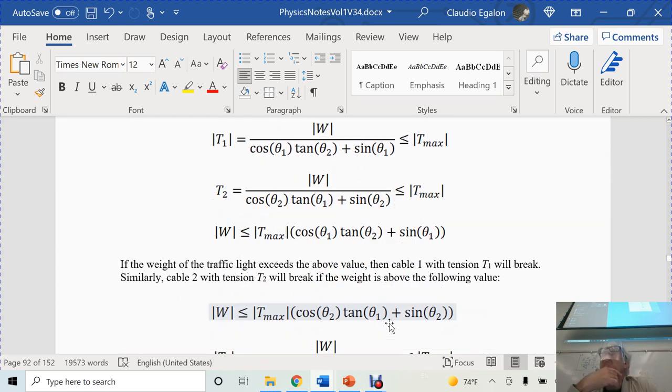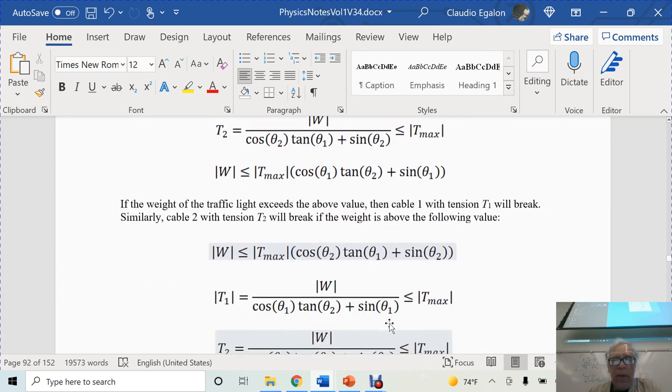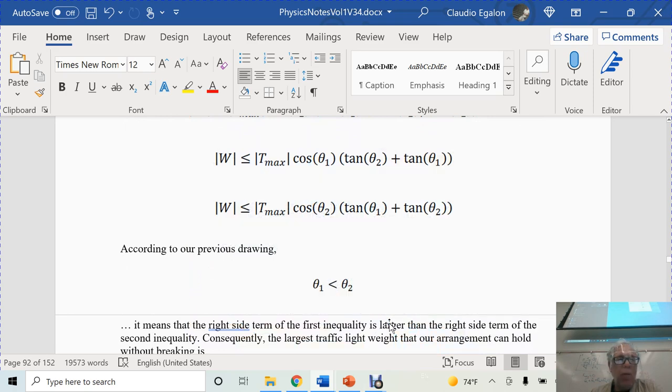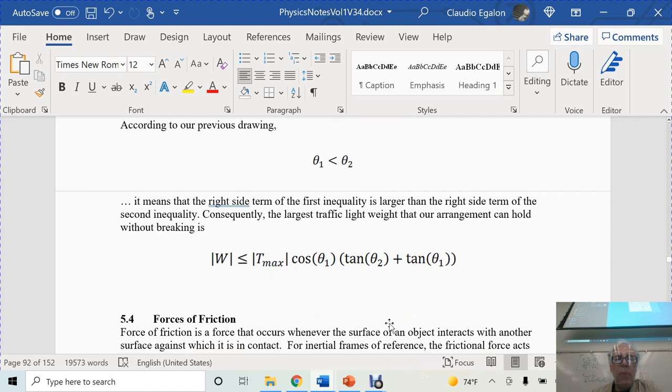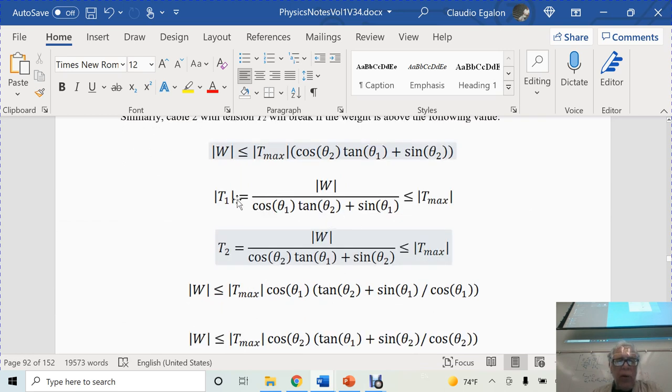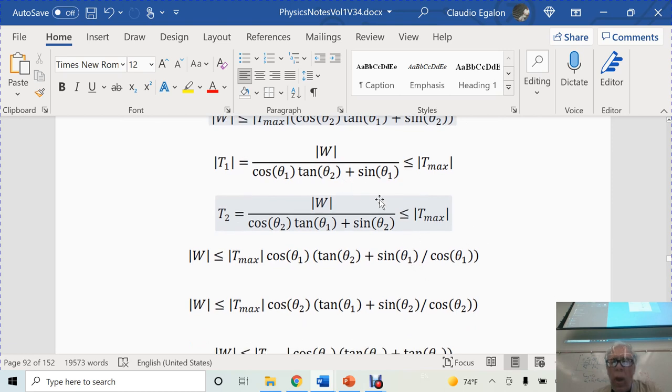So the book did a numerical solution for that. According to our previous drawing, let's see. I'm trying to remember what I did here. The question is, which tension is greater? Is T1 greater than T2 or T2 greater than T1? That's the question that I'm making here, and I'm analyzing this equation. So I wrote that down. W must be less than or equal to T max cosine theta 1.